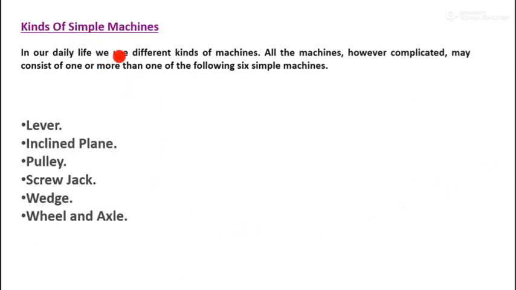Now, kinds of simple machines. In our daily life we use different kinds of machines. All machines, however complicated, may consist of one or more of the following simple machines: lever, inclined plane, pulley, screw jig, wheel and axle, and wedge. Now first of all I will describe the lever.